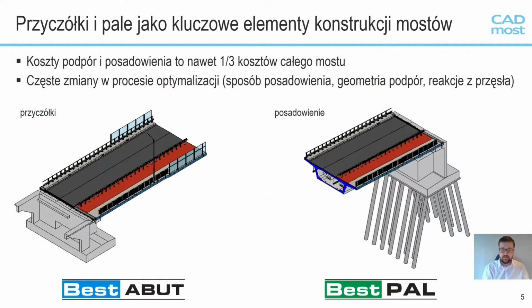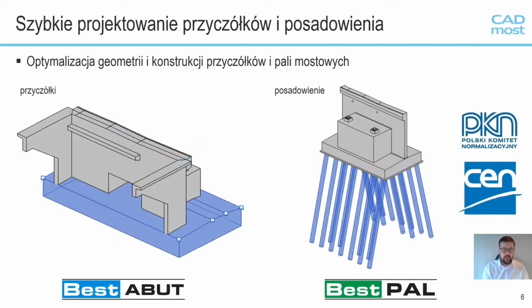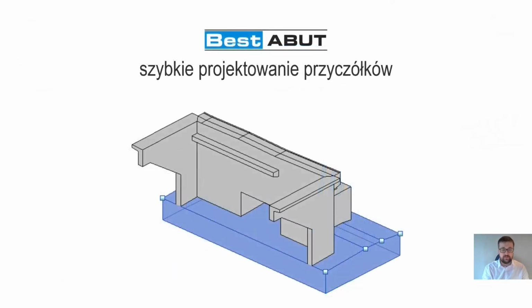Abutments and piles are very important elements of bridges, and the costs of abutments and piling may be up to 1/3 of the cost of a bridge. Also, in a design and build contract, when you optimize your process, you need to face frequent changes in geometries and their relationship with the spans. If that is the case, you need a tool for quick designing of abutments and piles, very flexible and easy, able to adjust the geometry using also the Eurocodes. Best Abut and Best Pile, these new types of software, meet all these requirements.